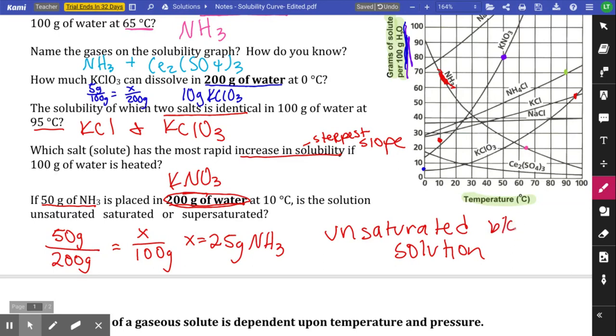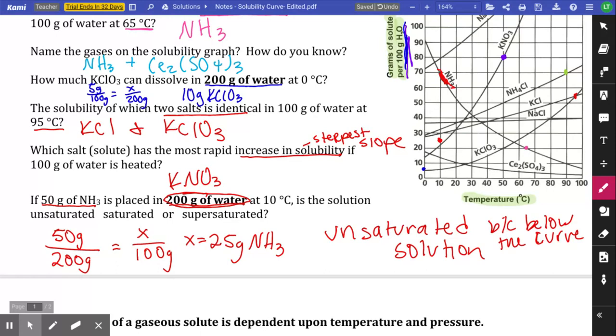Just because it is below the line. I'm going to say below the curve since that's technically what it is. Okay. So unsaturated because it's below the curve. So we have not dissolved our maximum amount. So it's an unsaturated solution.